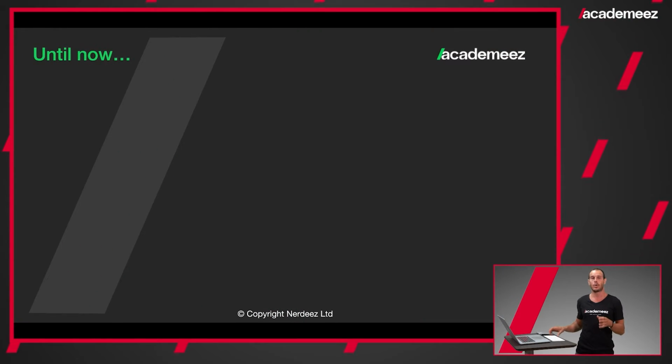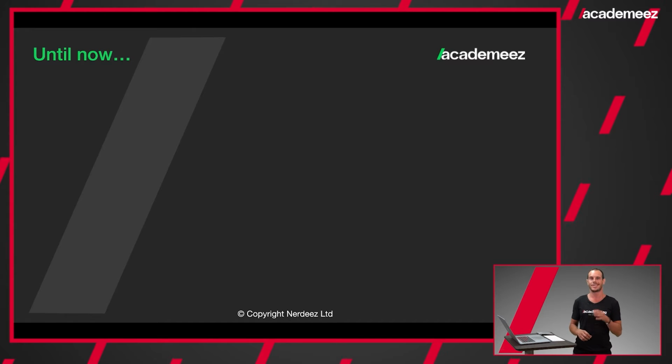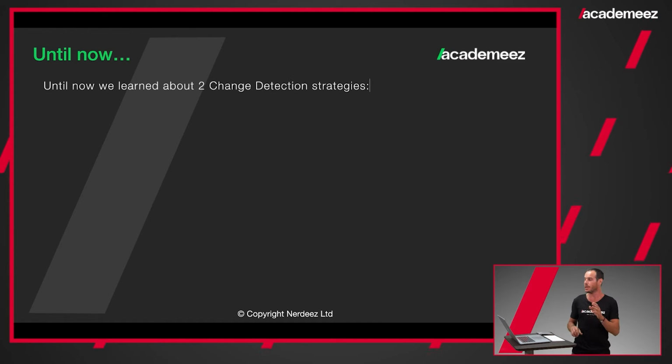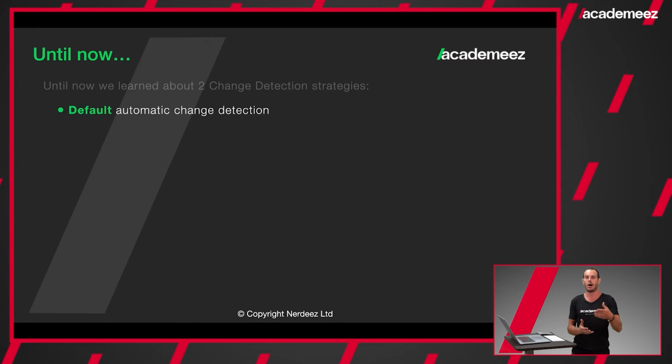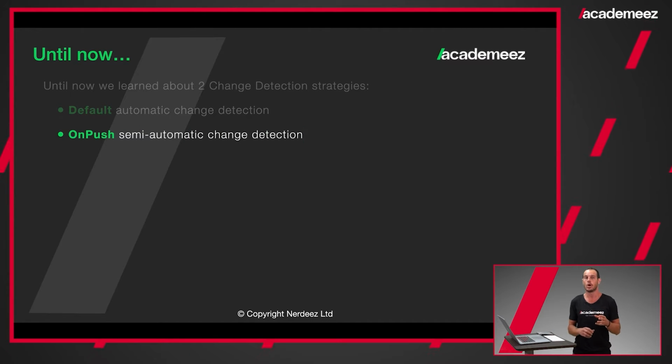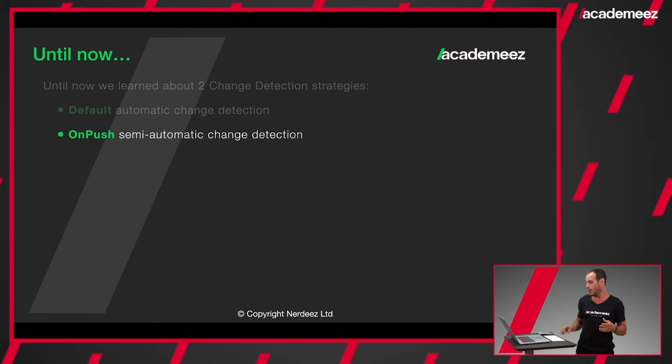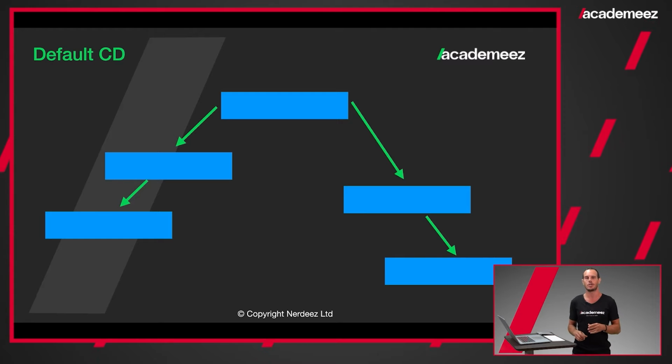So up until now in the change detection chapter, we learned about two change detection strategies that Angular has. We talked about the default change detection strategy, which we referred to as an automatic change detection strategy. And we also talked about OnPush, which we refer to as a semi-automatic change detection strategy. Just to recap what we already learned, we talked about the default change detection strategy.